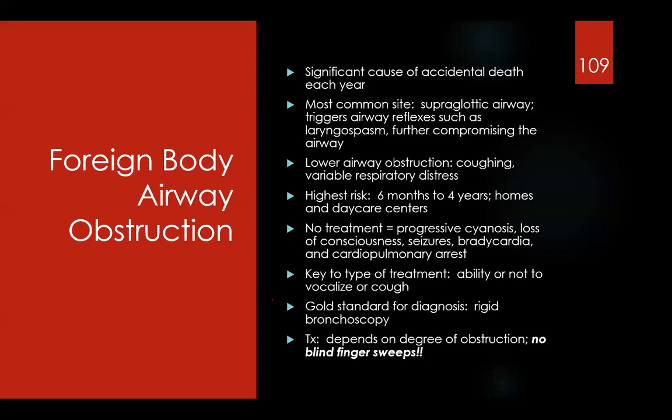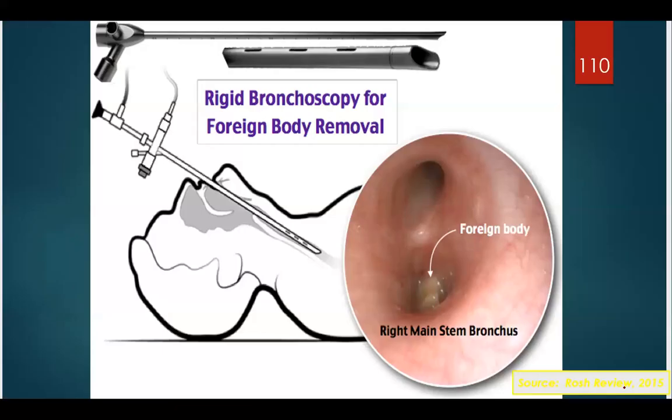Key type of treatment is the ability to localize the foreign body and extract it. Generally, if the foreign body is down in the right bronchus, they're going to do rigid bronchoscopy. Rigid bronchoscopy is always the answer for this diagnosis. That's always the treatment answer in the book. There's the foreign body. It's in the right mainstem bronchus, and we are going to go get it with a rigid bronchoscope.